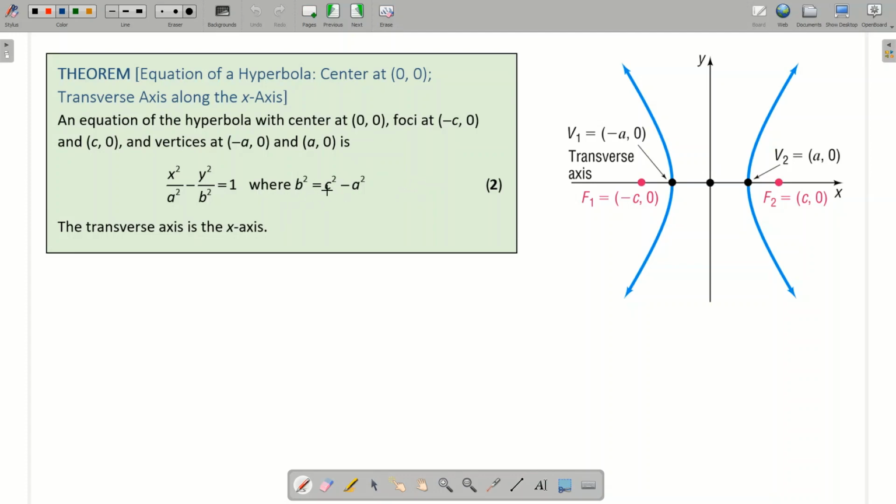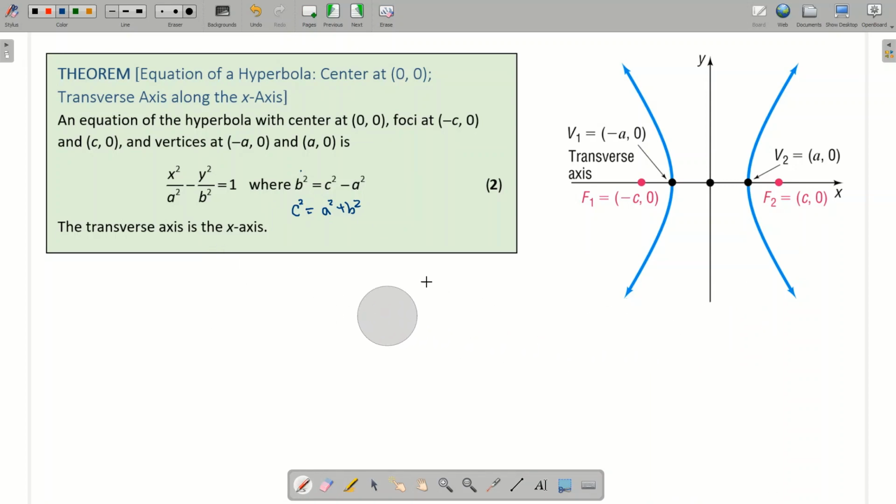So I don't typically use this form though. I think for me it's easier to remember the c squared equals a squared plus b squared. Even though we're typically going to be solving for b, this is the way I remember it. So with an ellipse, I always remembered that a squared was equal to b squared plus c squared, and then solved it for whichever one I needed. And I'm going to use this for hyperbolas.